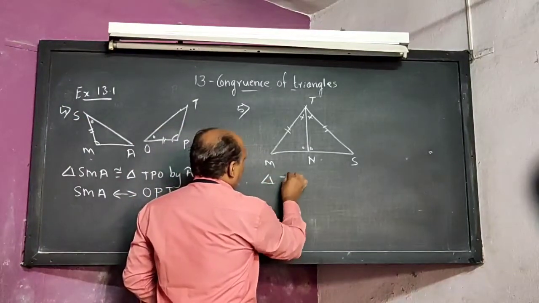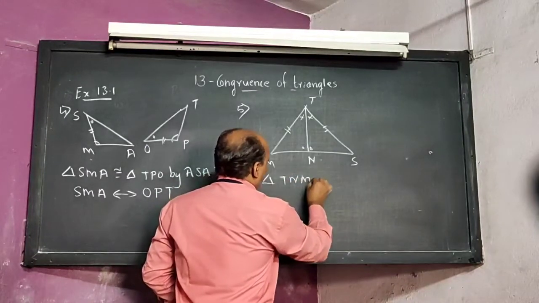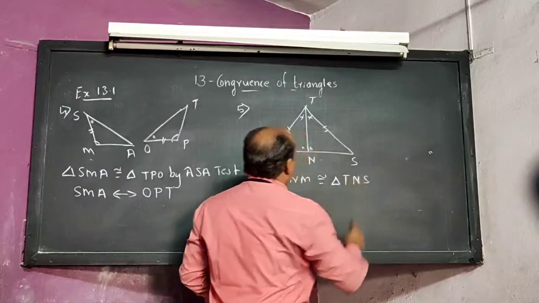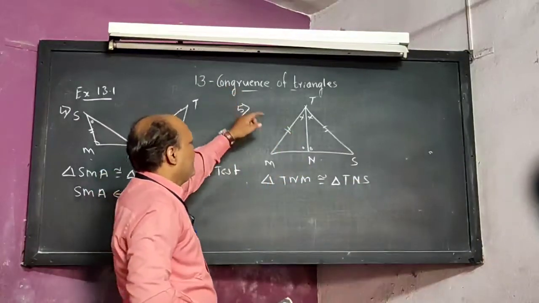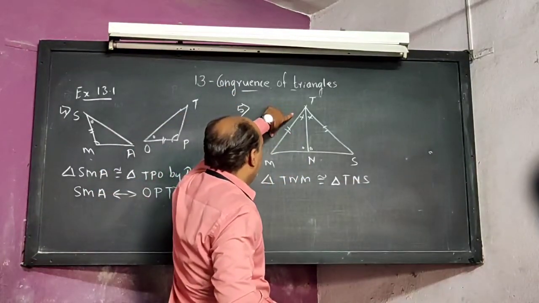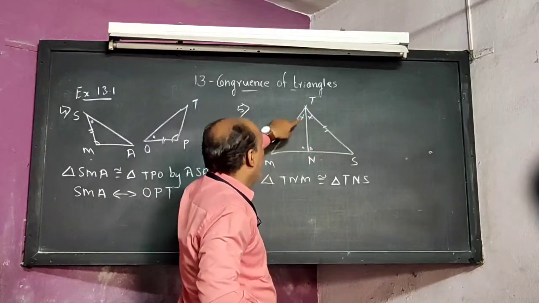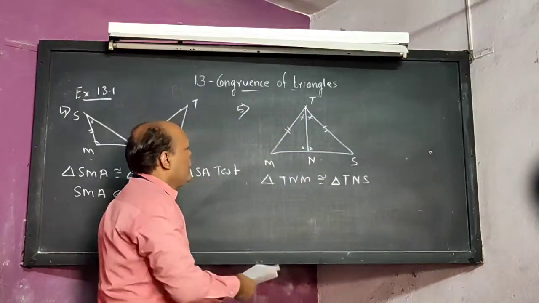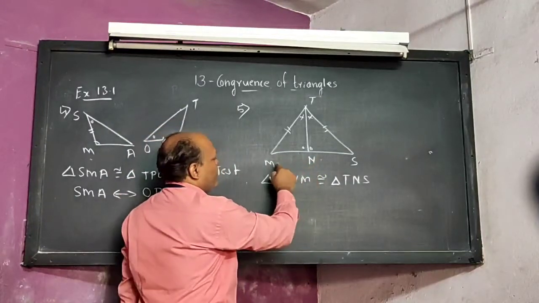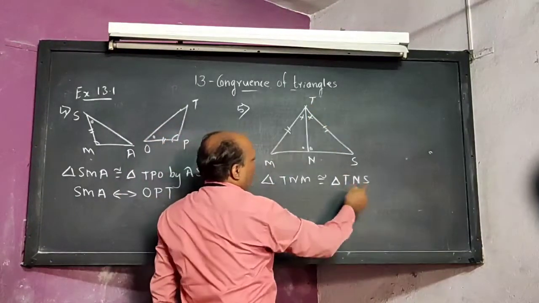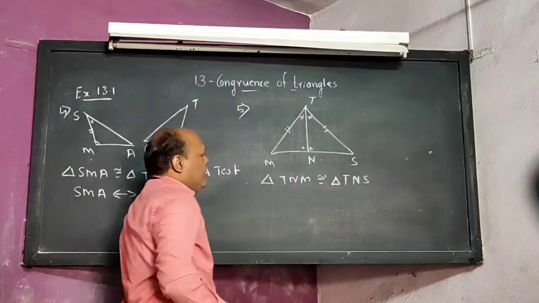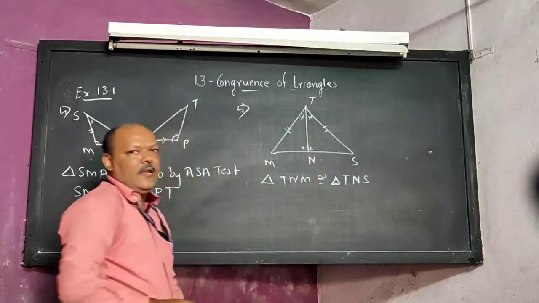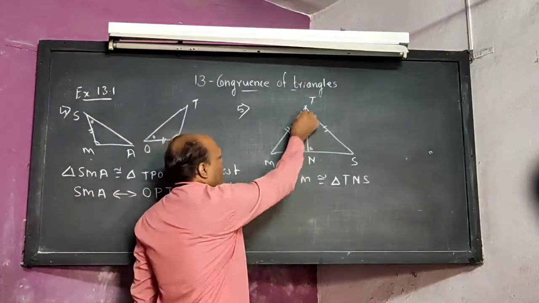Triangle TPM and triangle TPS are congruent. First of all, we mark TM congruent to TS, and angle T congruent to angle T. So we are marking the same angle, and angle M is congruent to angle S. That is, side MT is congruent to side ST. So here we can say it is the side angle angle test, SAA or AAS test.